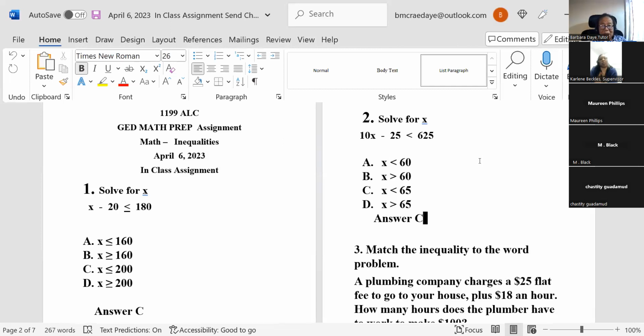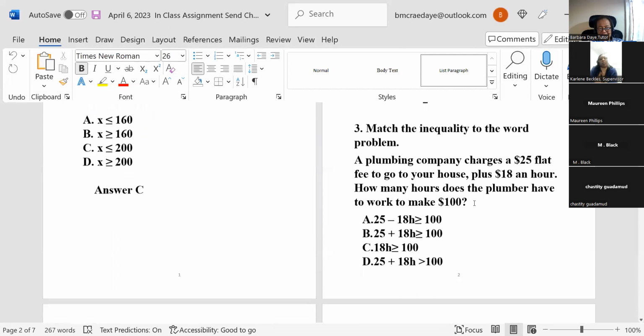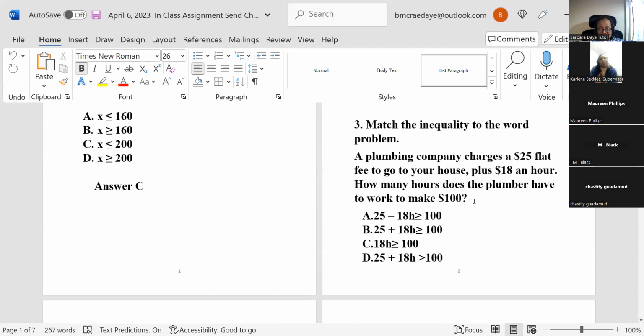You made the same errors. You just add the 25, you get 650, divided by 10, you get 65. The inequality symbol stays the same, less than, right? Got it?